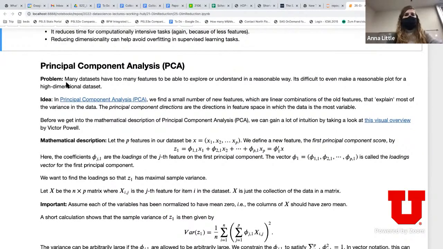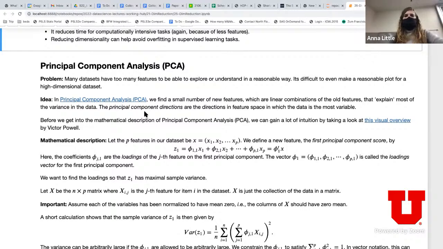So as we've noted, the problem is that many data sets have too many features to be able to explore or understand in a reasonable way. And we can't even really plot these high dimensional data sets. So the idea of principal component analysis, or PCA, is to find a small number of features, think going from thousands or hundreds of thousands down to like 5 or 10, which are linear combinations of the old features that explain most of the variance in the data.